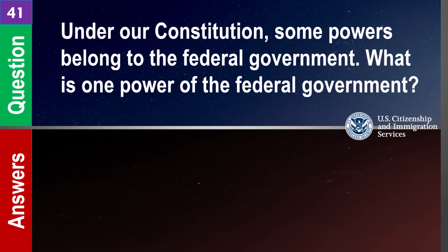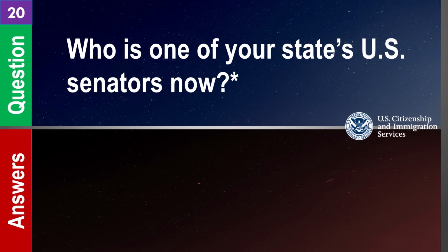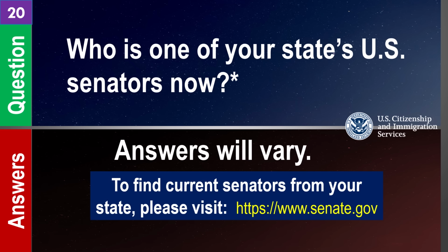Under our Constitution, some powers belong to the federal government. What is one power of the federal government? To print money. Who is one of your state's U.S. senators now? Answers will vary. To find current senators from your state, please visit.